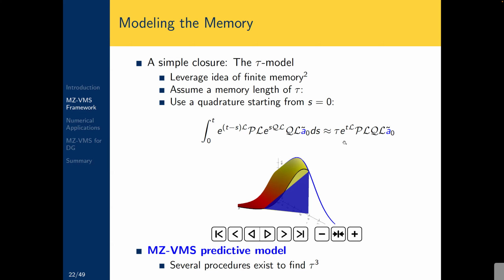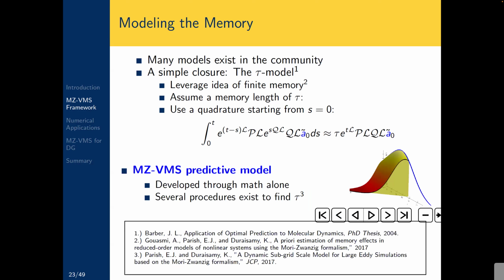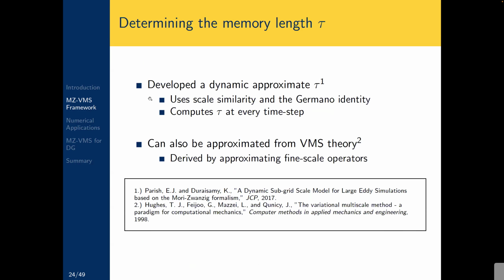So now we have a parameter tau. We have worked on some procedures to find tau. What I'll mainly present today is a model where we use a dynamic approach to compute tau. Effectively, we copy what you do with dynamic Smagorinsky, where we assume scale similarity and use the Germano identity to dynamically compute tau at every time step in a simulation. I'll also mention you can approximate this from theory. You could play tricks like derive error bounds and try to minimize them based on inverse estimates. So you can do things like that to approximate tau as well.